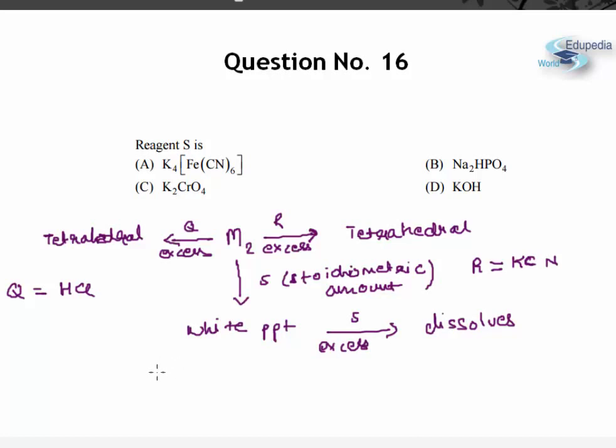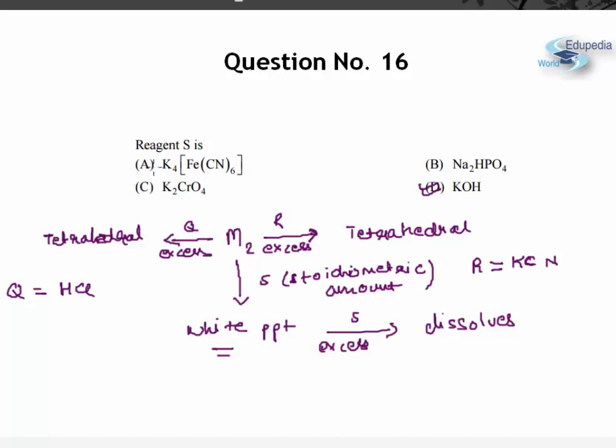It says that reagent S is. Now, if we go back to the scheme, we can see that this M2 ion is being treated with excess of S. First, it is being treated with S in stoichiometric amount. As a result of that, we are getting a white PPT. And now in excess of S, it dissolves. Okay. So, amongst the given options, we have only one of the reagents, that is KOH, which happens to be a complexing agent.